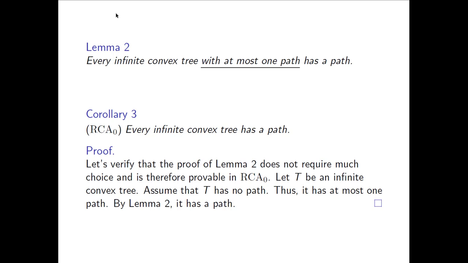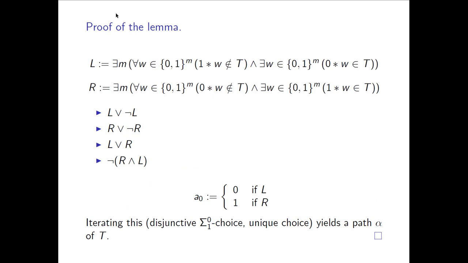I think it's okay. So why is that then? Every infinite convex tree with at most one path has a path. It can be seen as follows. We're constructing a path, and we are deciding the first step. And we say, there is a statement, S and M, such that starting with 1, we are blocked at latest at stage M. But on the other hand, we are not blocked. So, here we are not blocked. And the same the other way around.